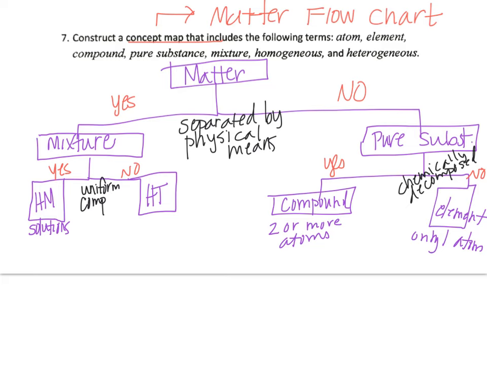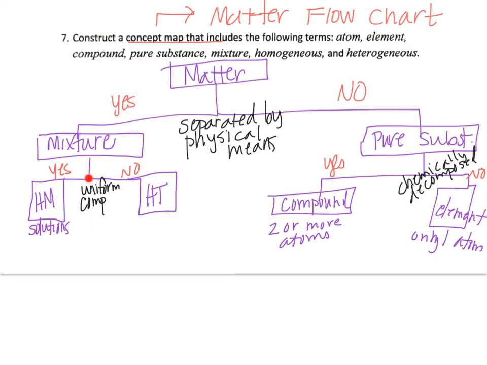Okay, let me first apologize for how messy this is. It's kind of hard to do on the iPad, but here's our matter flow chart. We have matter. We have to ask ourselves, can it be separated by physical means? If the answer is yes, we go over here to mixture. And then once we know it's a mixture, we have to ask ourselves, is it uniform in composition, meaning does it look the same throughout?